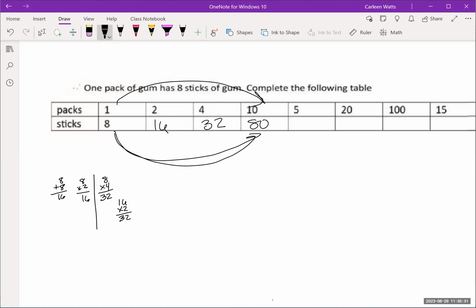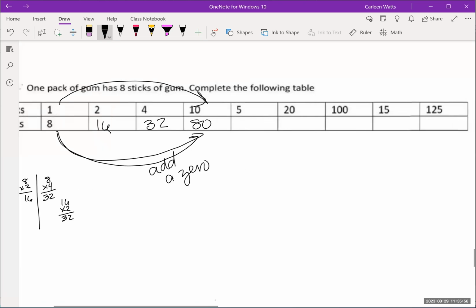Okay, so the numbers on top are kind of random. There's not a pattern for the top. Okay. Can we just add a 0? Because I'm basically multiplying by 10. And when you multiply by 10, you could add a 0. Now, that trick only works because 0 packs is 0 sticks.